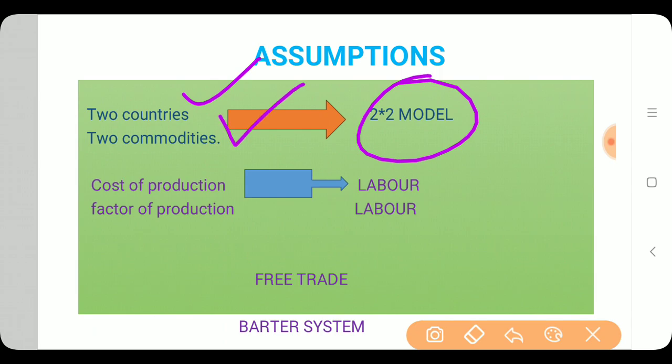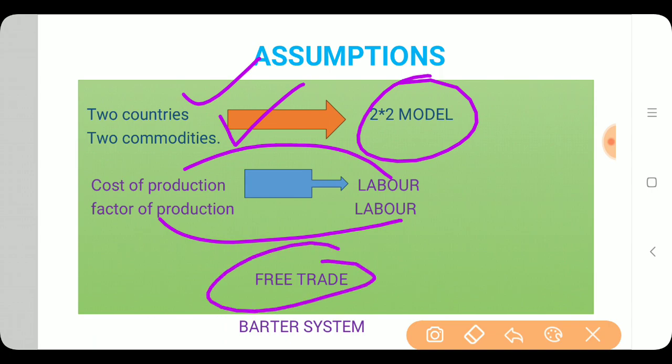And the cost of production is related to labor only. It's because there is only one factor of production. According to him, labor is the only factor of production. They use natural resources except labor.